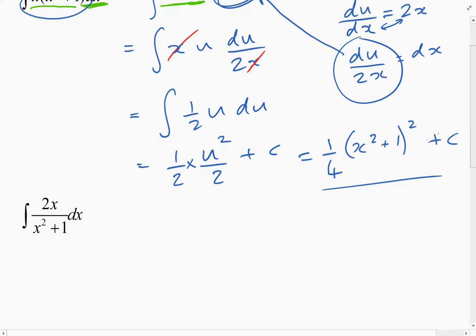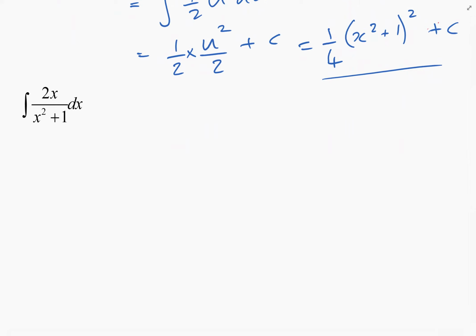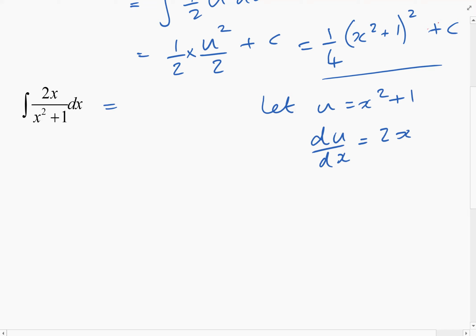Now the next question, we can also use substitution. If you notice here, when we differentiate the denominator, we're going to get something similar to the numerator. In fact, it's exactly the same, isn't it? So that means we can use substitution. And similar to the last question, we can do the same substitution. We can let u equal x squared plus 1. So then du by dx is 2x, and du divided by 2x is dx.